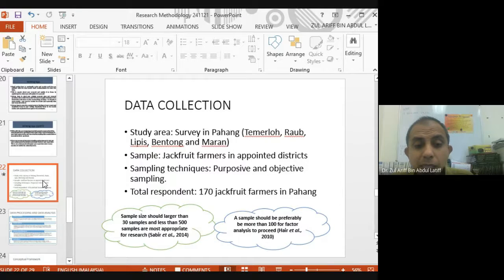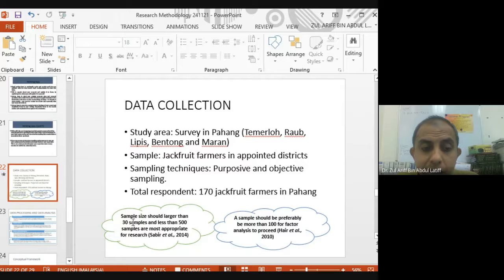So the sampling technique is purposive and non-probability. Purposive means anyone can become the target, so it is non-probability. The respondents are 170 jackfruit farmers. It is stated here, so when you present later on, make a picture like this.